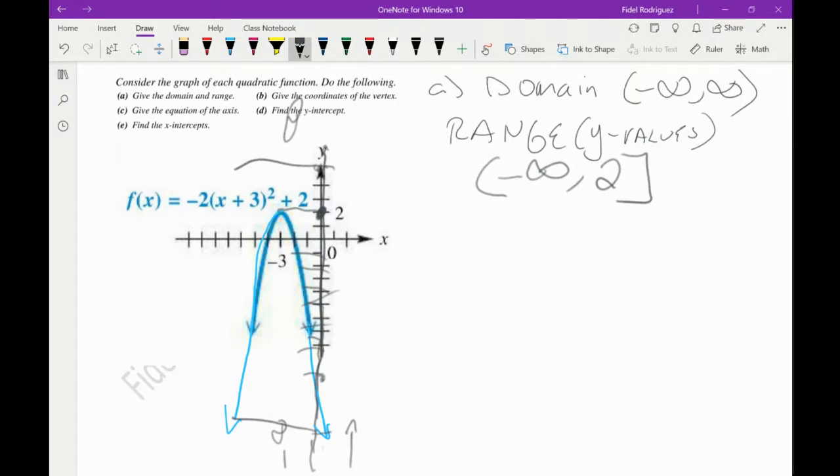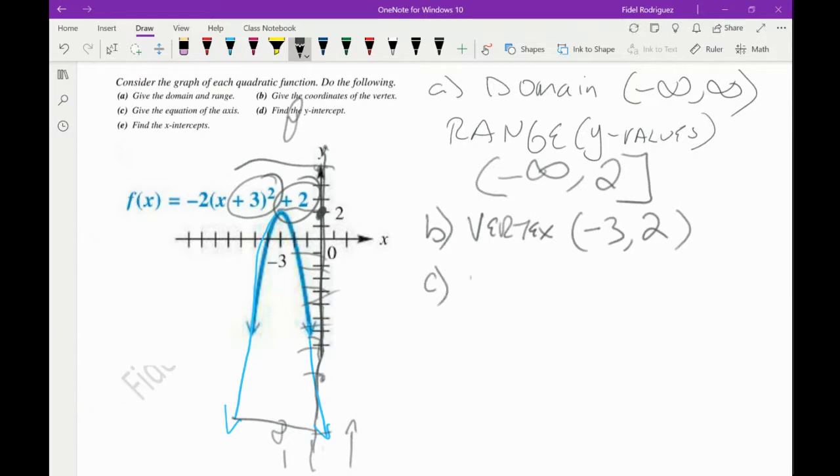Okay. Now, let's do part B. Part B says, can we find the vertex? Okay. Remember, y'all, in the vertex, that number right there inside the parentheses, that sign's always going to change. -3. This sign always going to stay the same, positive 2. Okay. So there's our vertex.